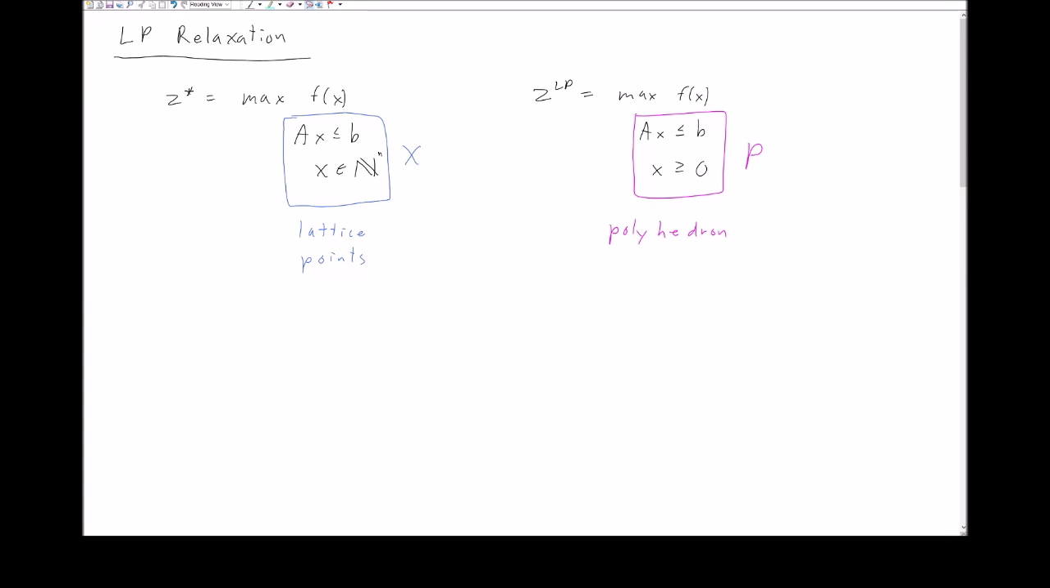The most natural and obvious way to get a dual pair is to take a linear programming relaxation of our integer program and then take the dual of that. Before we go ahead and do this obvious technique, first let's talk about what the linear programming relaxation actually does for us.